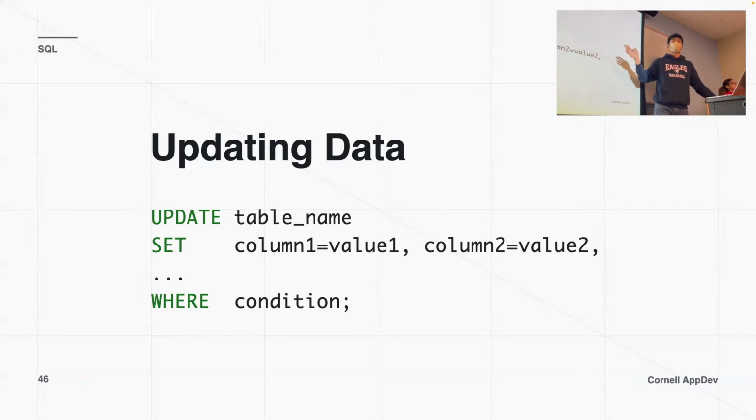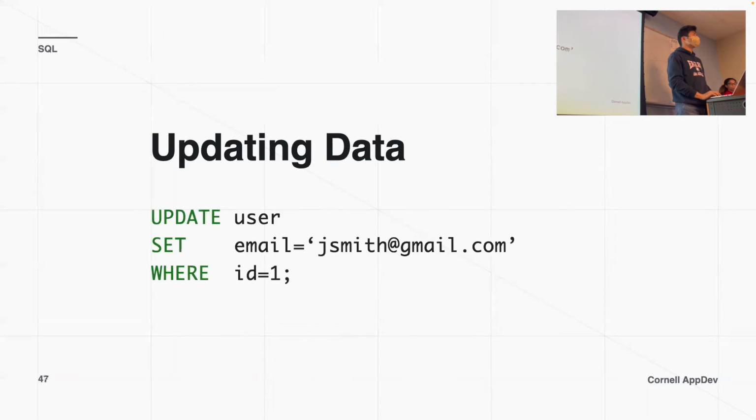So the condition can be an ID, it can be a field. It can be anything that we want it to be. A lot of times we'll be using ID, but I just gave an example of when we don't necessarily have to use ID.